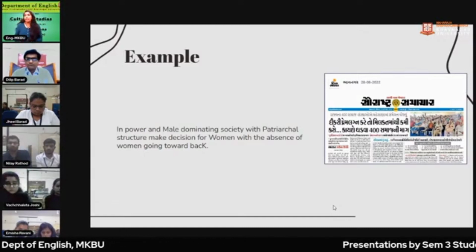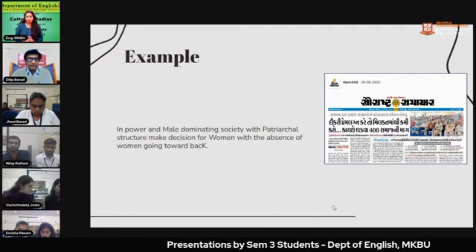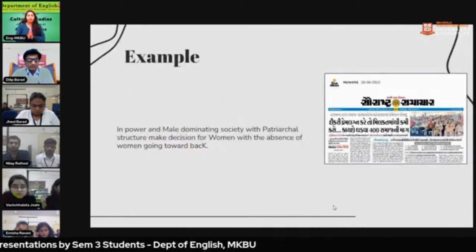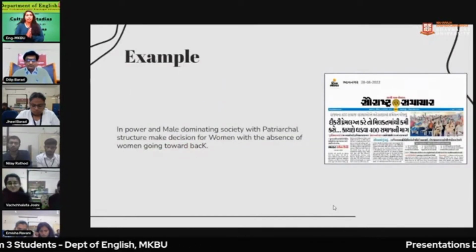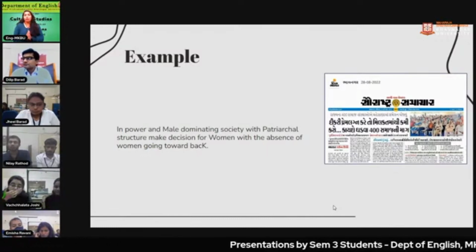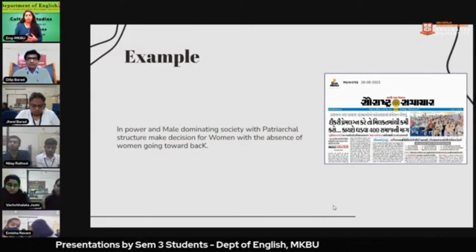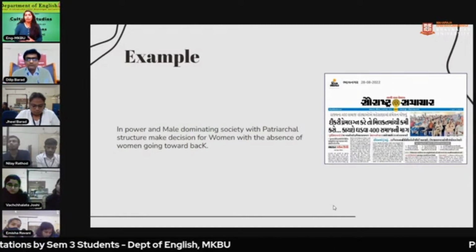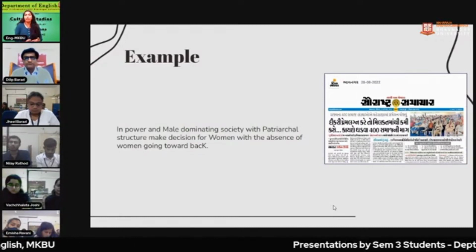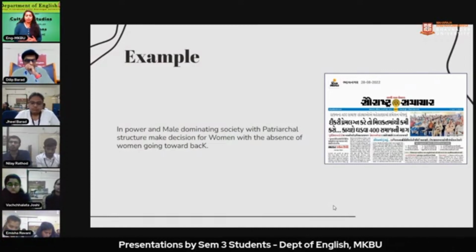And another example I was going to talk about is Manusmriti, and our Indian, or I can say our Hindu culture, where we portrayed women in a patriarchal structure as inferior, and the family as more superior, especially the male father, brother, husband are more superior than females.